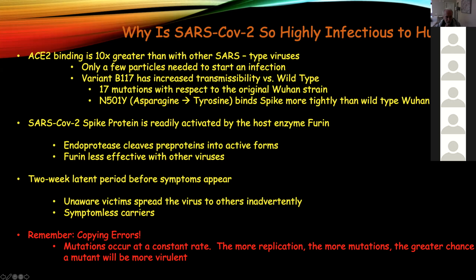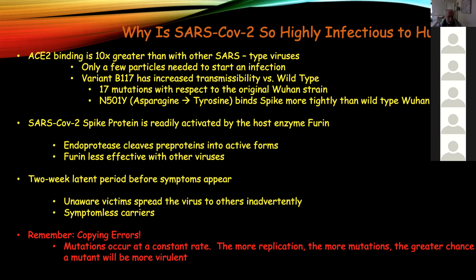One of these mutations, N501Y. This is an asparagine that is mutated, so now the residue is tyrosine. And it binds spike more tightly than the wild type strain. And apparently this tighter binding in this mutant causes it to be more transmissible. Symptoms it causes aren't necessarily more severe, but it's easier to move from person to person.